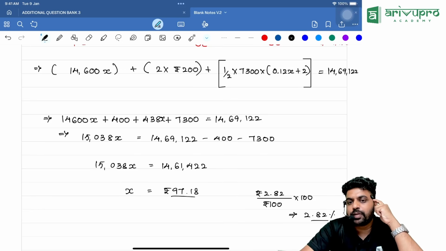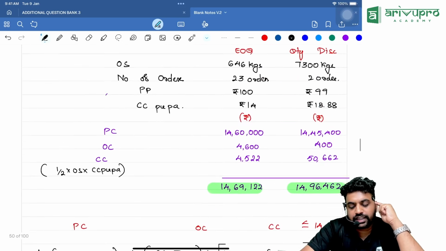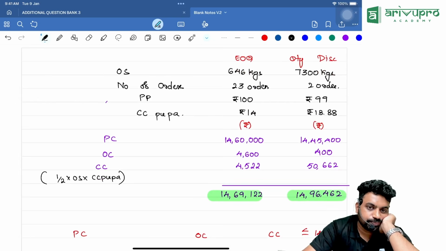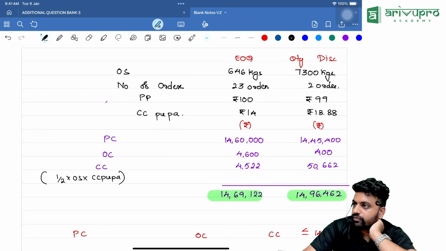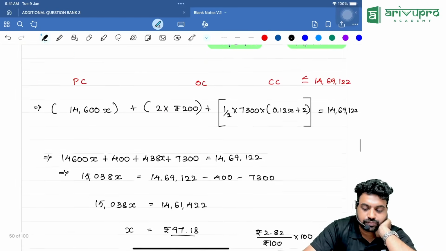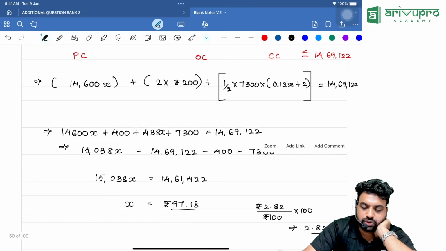Hope it is clear, people. If anyone hasn't taken it down, you can take a photo. This will be your pick number 1. This will be your pick number 2.